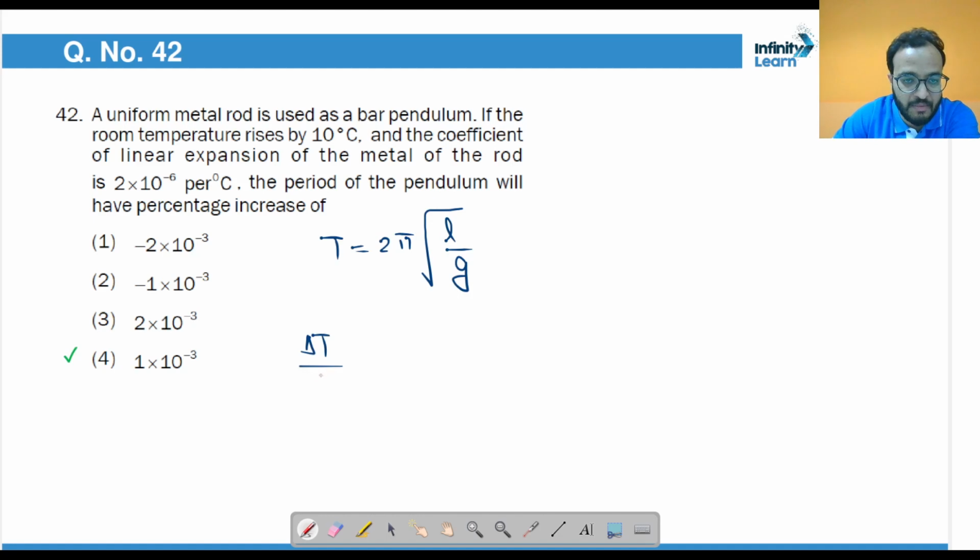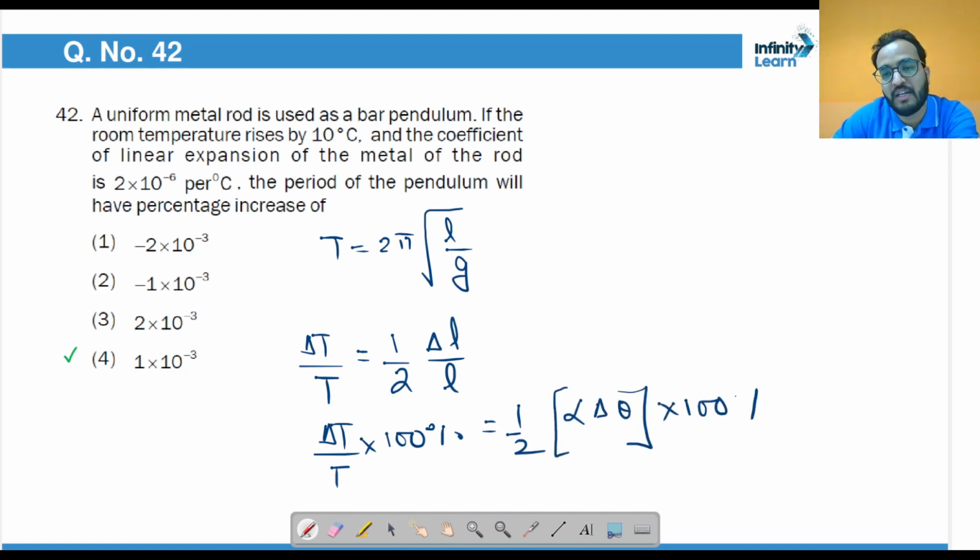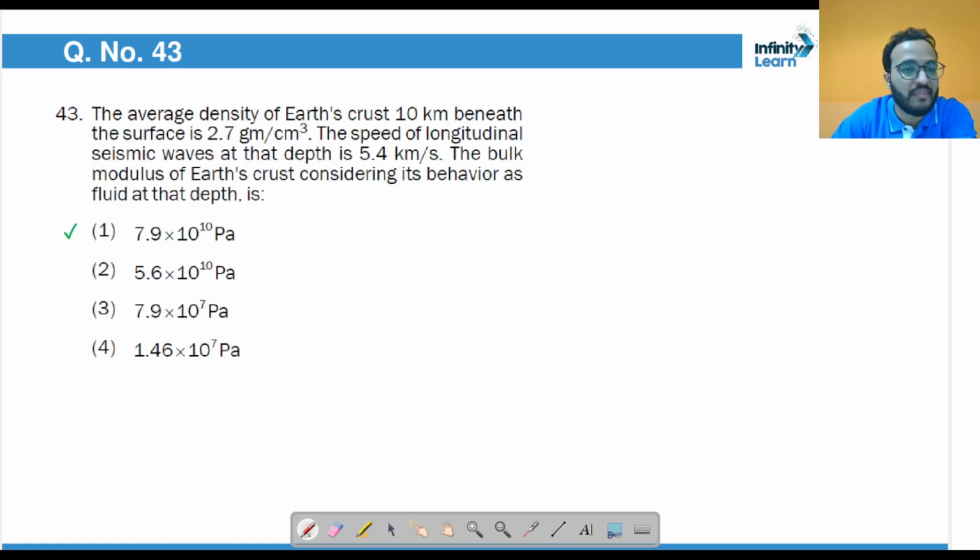So delta T by T is half times delta L by L if G is constant. So percentage change in time period will be this. Half into delta L by L is alpha delta theta into 100 percentages. Got it? So half alpha delta theta into 100. Alpha is 2 into 10 to the power 6. Delta theta is 10 degrees centigrade. Put it, your answer will be the fourth option.